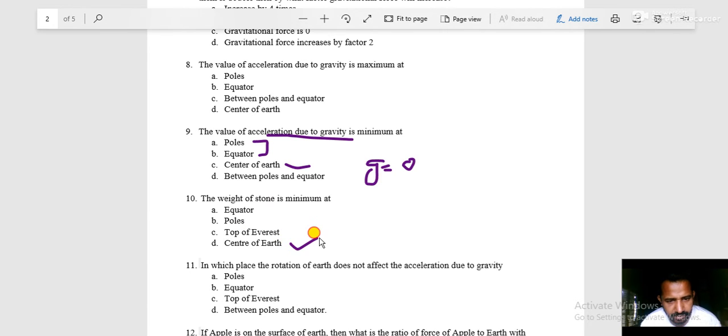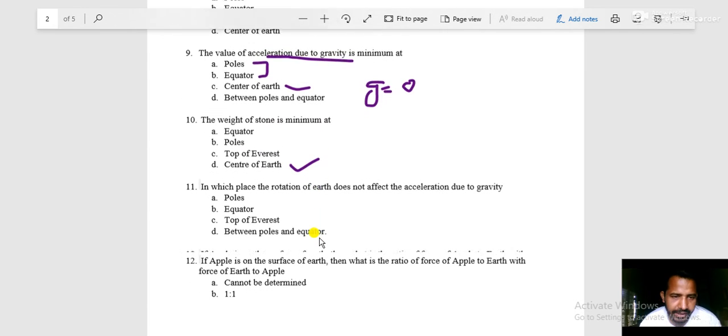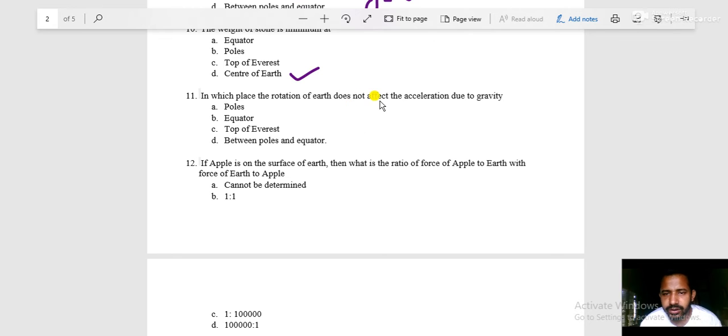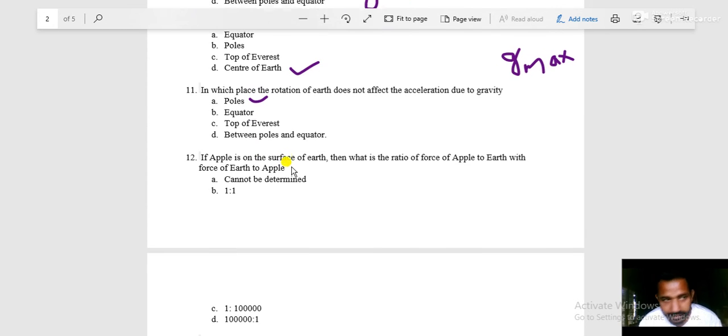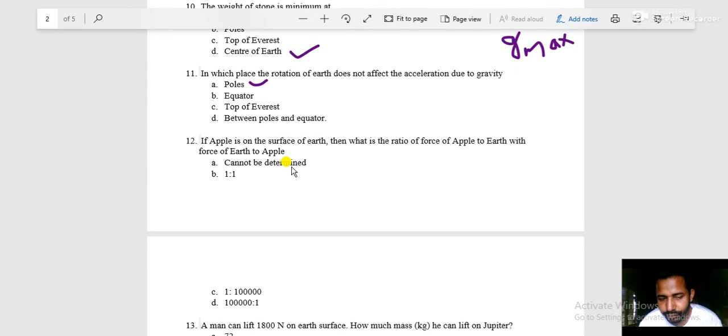And in what place does the rotation of earth not affect the acceleration due to gravity? If it doesn't affect it, the value is maximum, G should be maximum, so always think in that way. Rotation doesn't affect the value of G where there is the maximum value. So at the pole you should write the answer. If yes, though, the video will be longer.